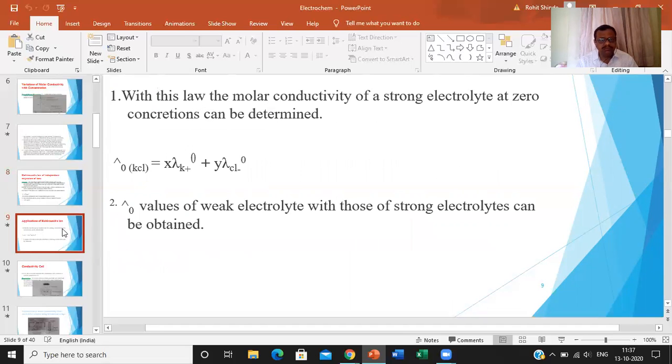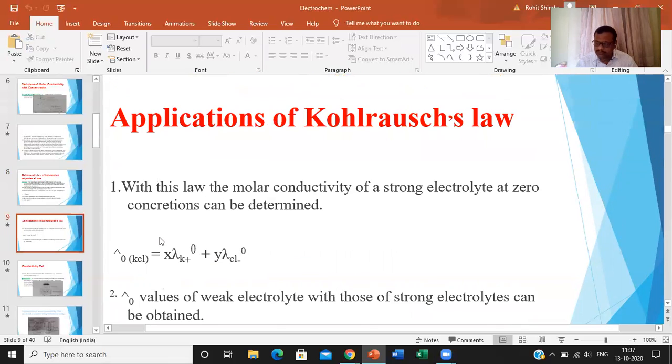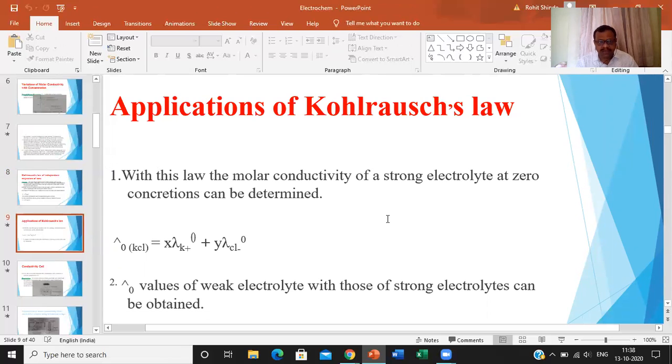So next slide. Applications of Kohlrausch's law. As we all know, Kohlrausch's law plays a very important role in the migration of ions. It has two main applications. The first application is that with the help of this law, the molar conductivity of a strong electrolyte at zero concentration can be determined.